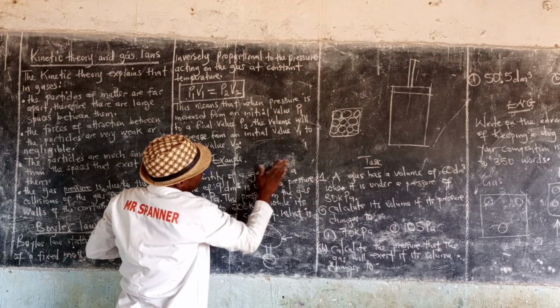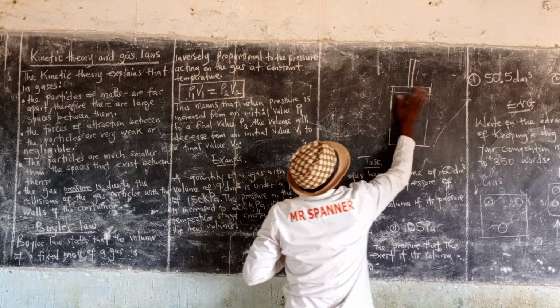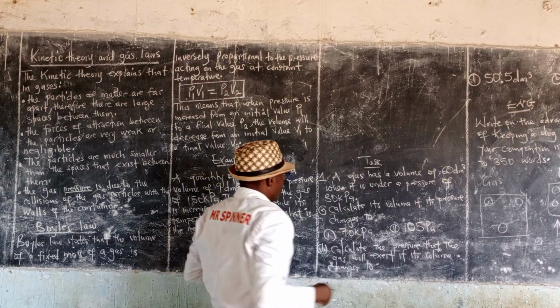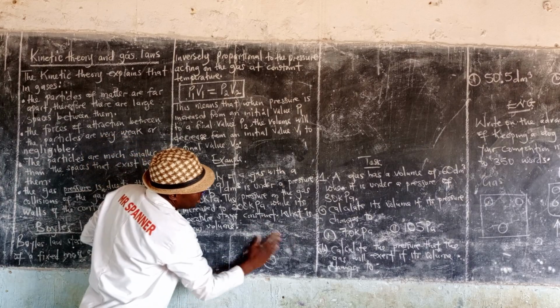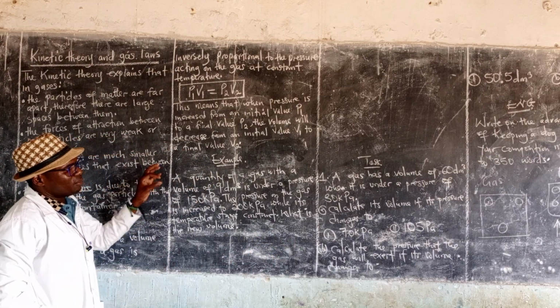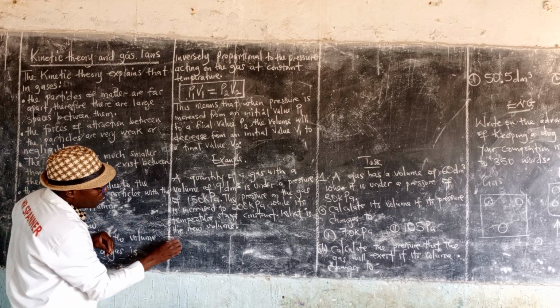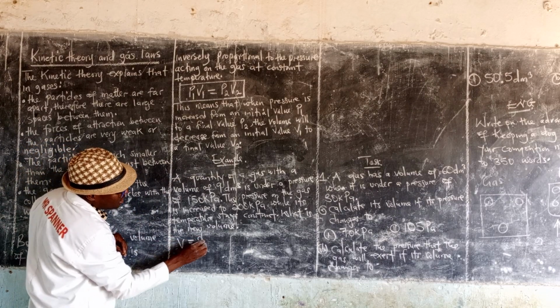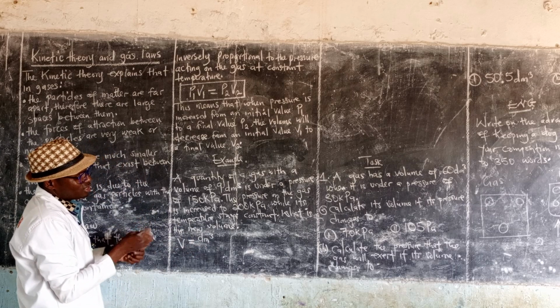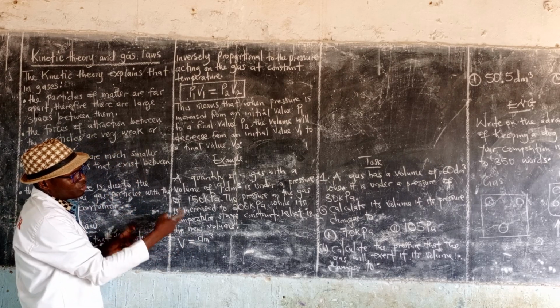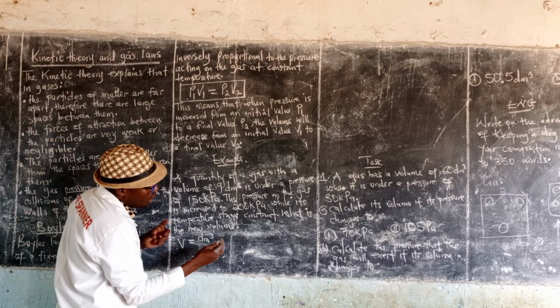Now let's look at an example and we're going to exercise. Now in here, we're supposed to convert the volume. We're supposed to change the volume from centimeters to decimeters. Volume must always be in decimeter cubic. That is why last time we learned about conversion of units. How do you convert?